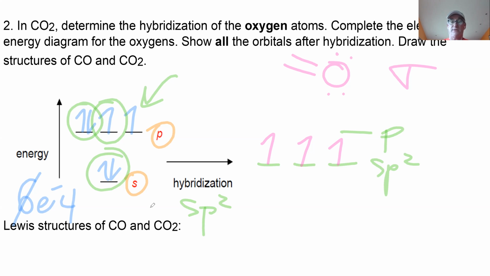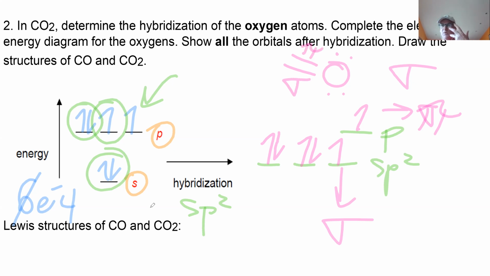So what we'll do is go 1, 2, 3, 4, 5, and then the 6th one's going to go here, because this is required to make our sigma bond. This is required to make our pi bond. So remember, the first bond is sigma, the second one is pi. So we have to have 1 electron in the p to make the pi, and we have to have 1 electron in one of the sp2s to make the sigma. And then this is one of our lone pairs, and this is the other one.